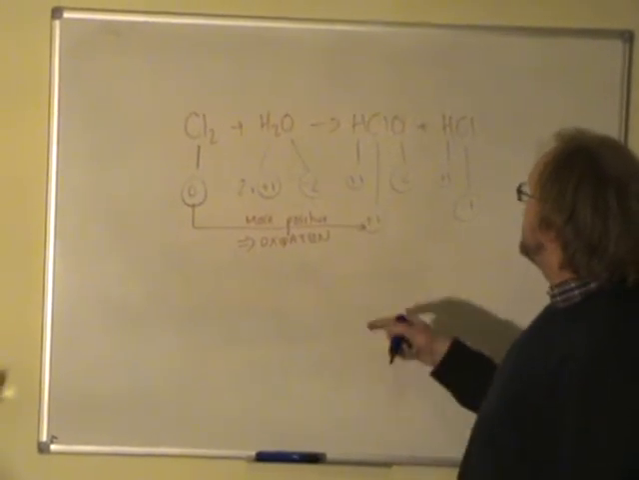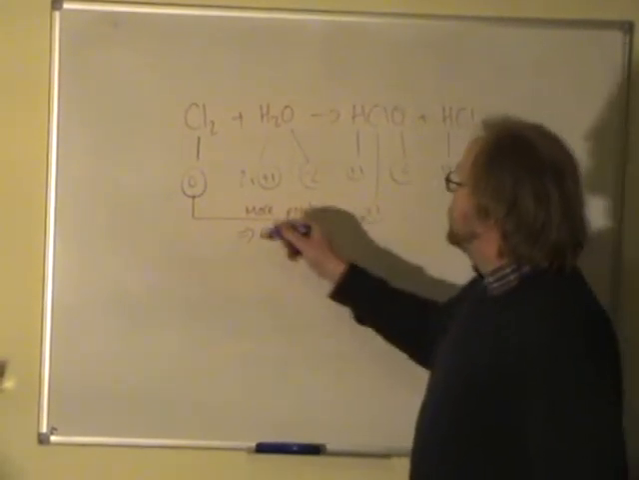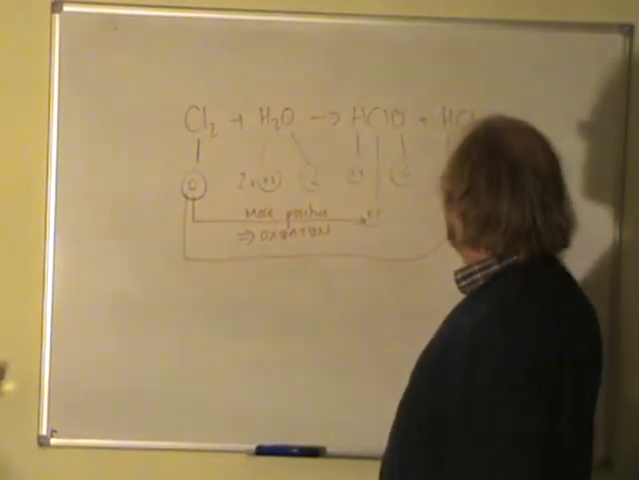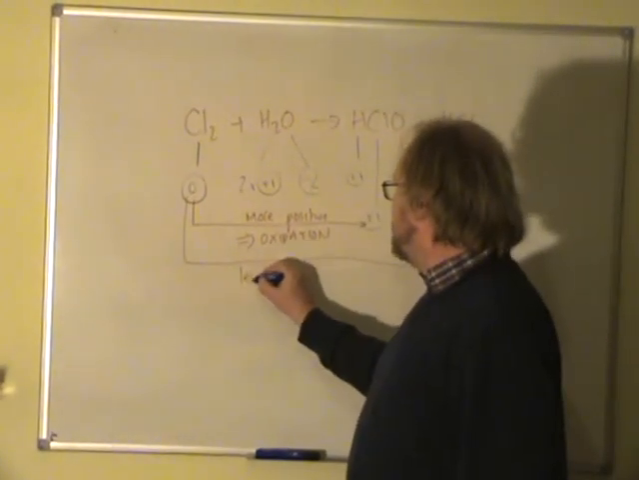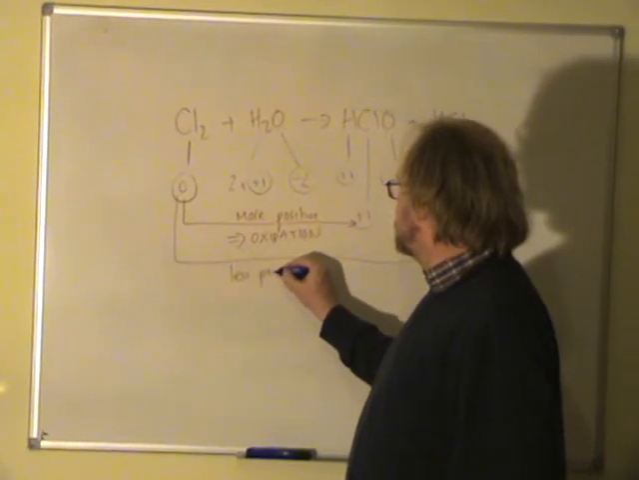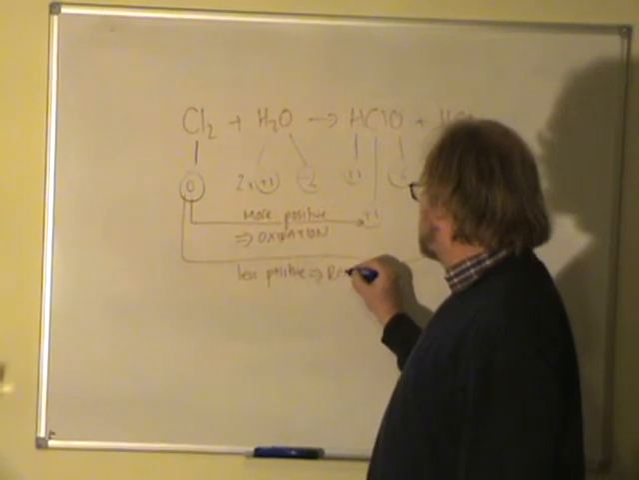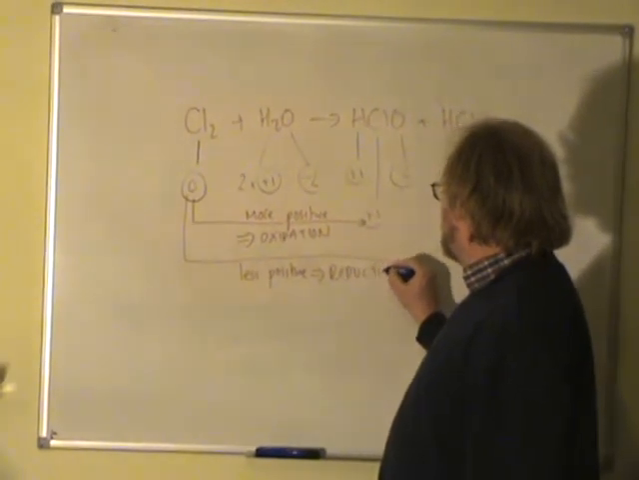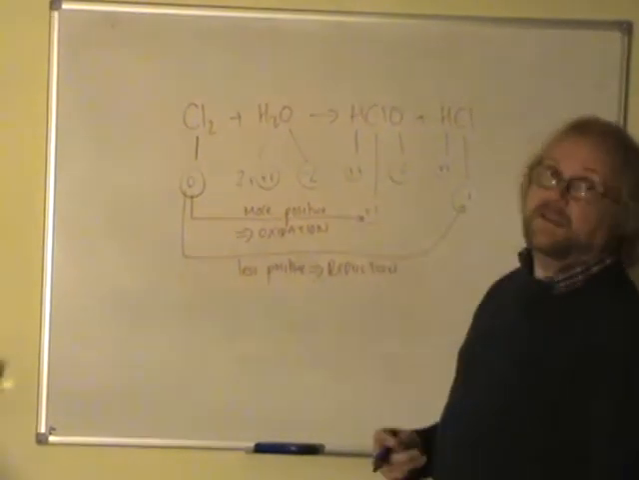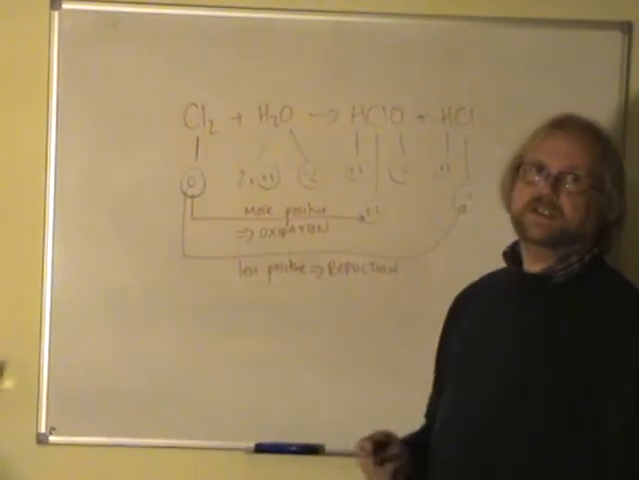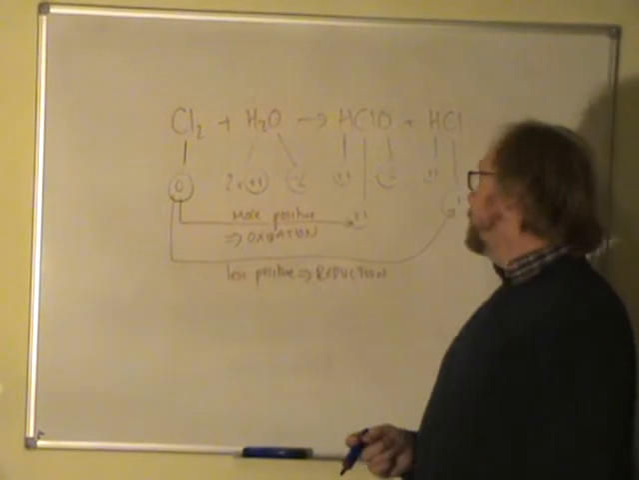On the other hand, at the same time, another portion of the chlorine is going from 0 to -1. So that's getting less positive. And getting less positive is reduction. Okay, so you need to learn those definitions of oxidation and reduction. More positive is oxidation, less positive is reduction.